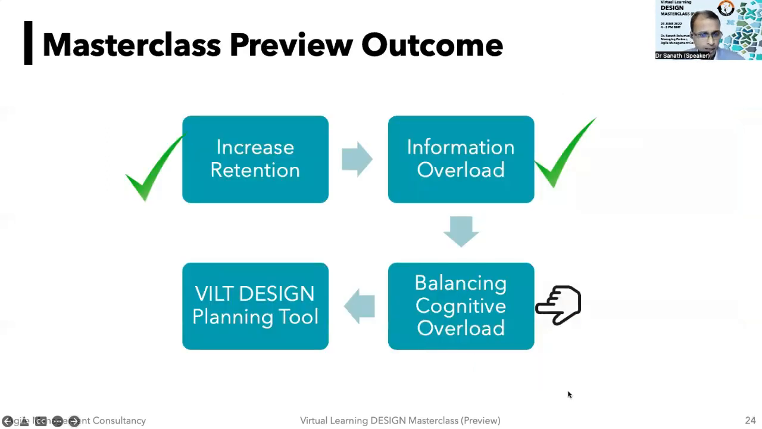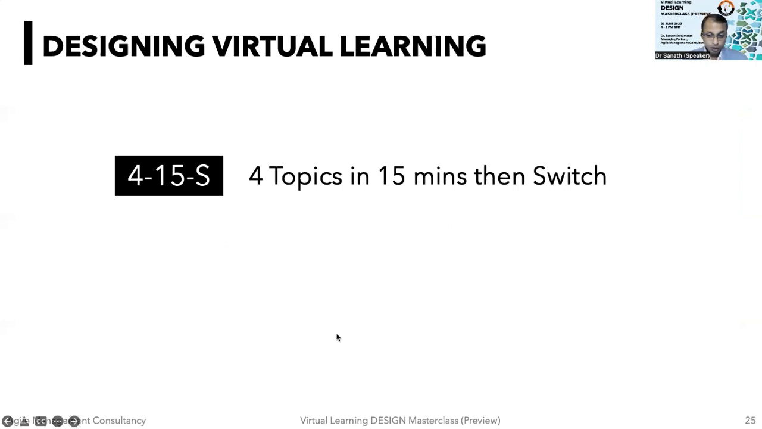Now, how do we do that? And that brings me to the next bit, balancing cognitive overload. There's a very simple formula, and I've made it very simple for you. You can read loads of articles, but this is so simple, and I think you will never forget it. The simple way is the 4-15 switch. That means if you're doing a particular topic with 4 subtopics, in a 15 minute burst of time, you should stop and do something else.